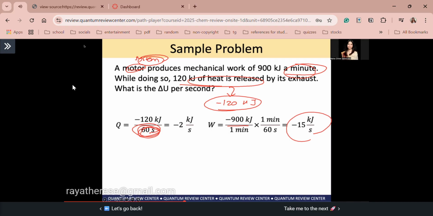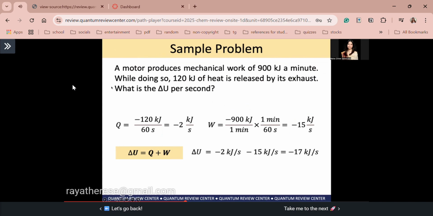So now we can finally solve for the change in internal energy in terms of kilojoules per second. So delta U is equal to Q plus W. Delta U is equal to negative 2 kilojoules per second minus 15 kilojoules per second. We get negative 17 kilojoules per second. Okay? So that is your internal energy change per second.